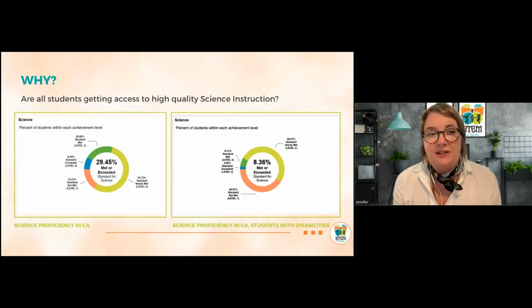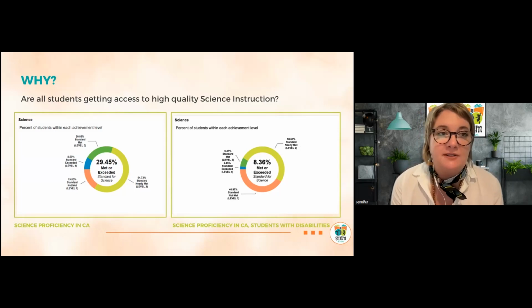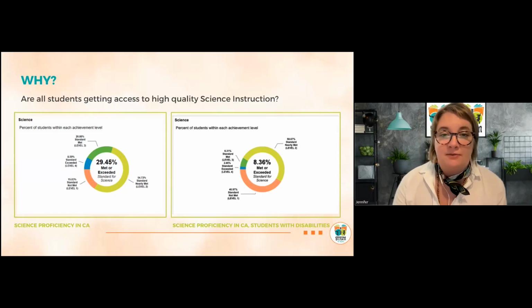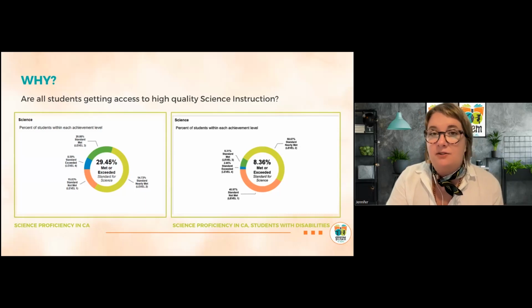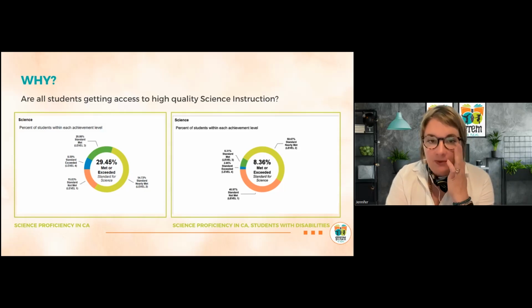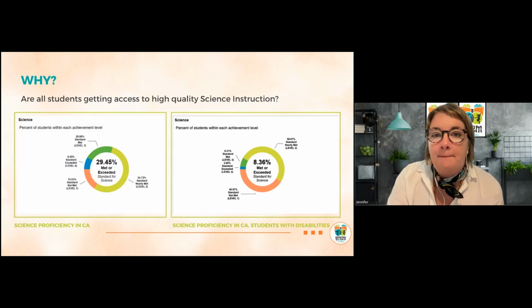What's interesting, I just read a report today on the future skills needed for those entering the workforce, and number one was analytical thinking. If we think about science as a skill to analyze evidence and think through evidence and create evidence-based claims, right now only 29% of students are able to meet those standards. And when we look at students with disabilities, only 8% of students are meeting or exceeding those standards for science.